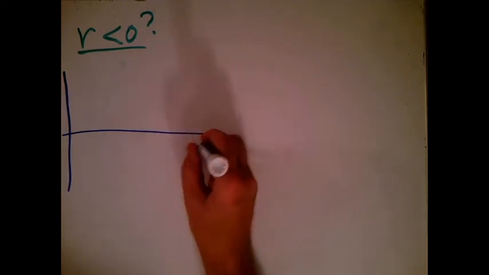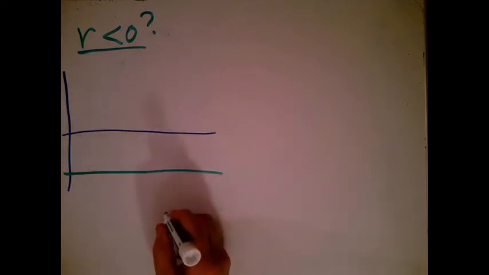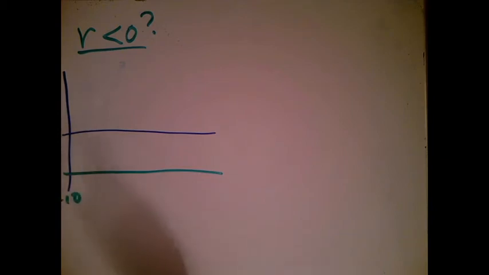I'm going to draw like this. And I'm just going to draw a constant negative velocity. So it's going to go like this. Why don't we just say it's a negative 10? Yeah, that's it. Like this.